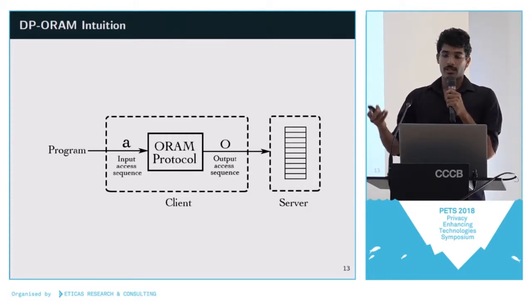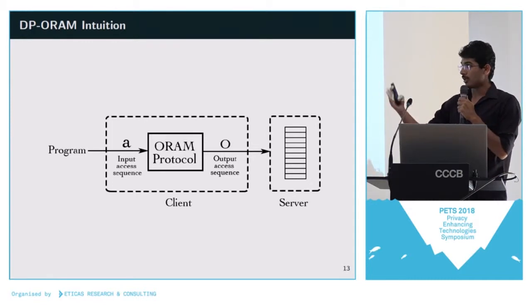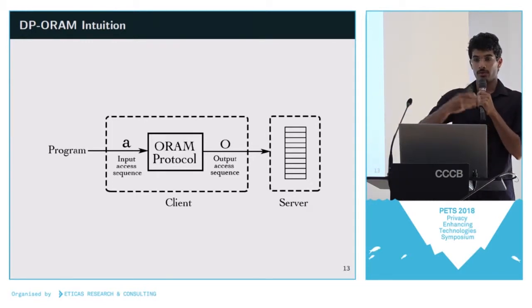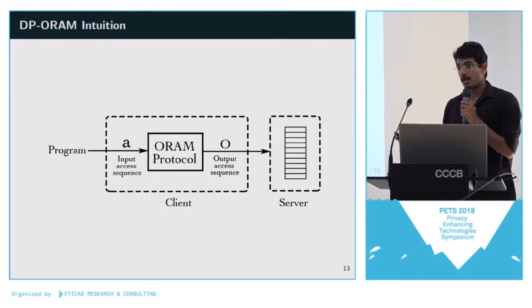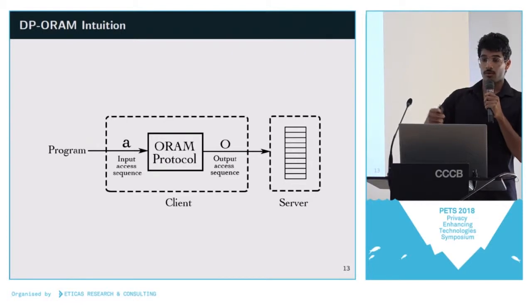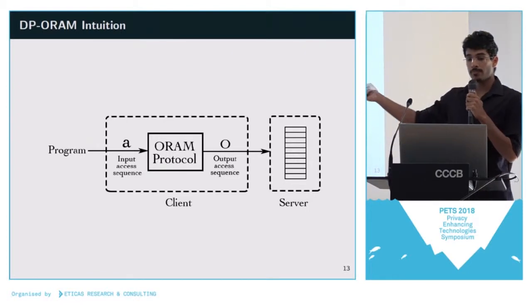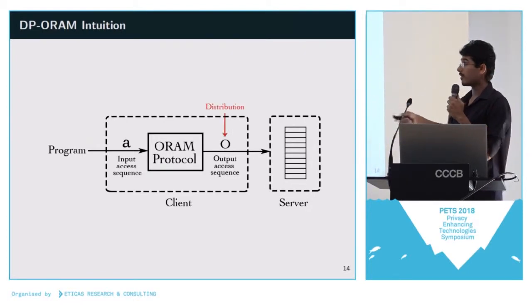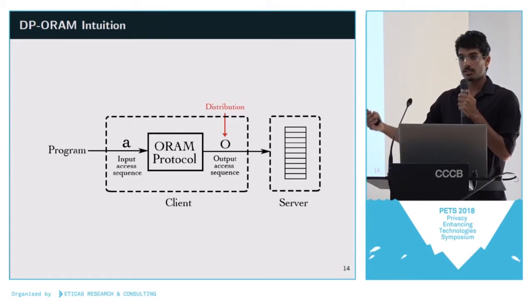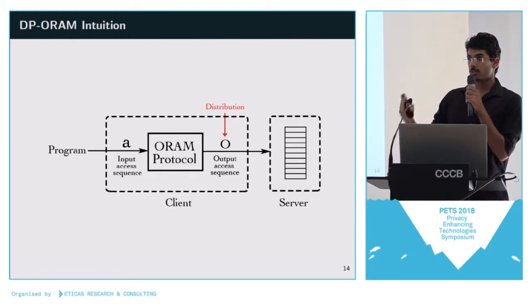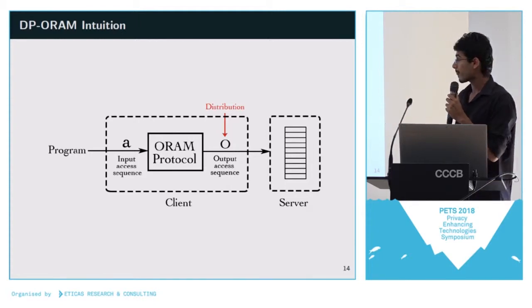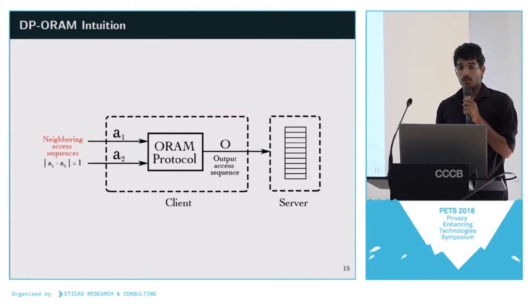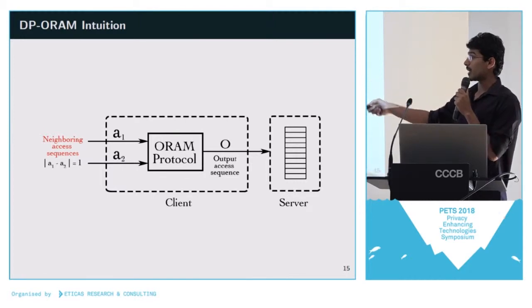And then the server gives back the requested records, and then the ORAM protocol gets back whatever was requested by the program. Now, we have to note that ORAM mechanisms are statistical in nature, and so they are typically randomized, and so whatever input access sequence you have, you'll have a distribution on the output access sequence. So it's not one fixed output sequence, but it's a distribution. And then you have guarantees that this distribution should be just uniform, or it should look indistinguishable for any input sequence. In a differentially private ORAM, what we do is we consider this notion of neighboring access sequences.